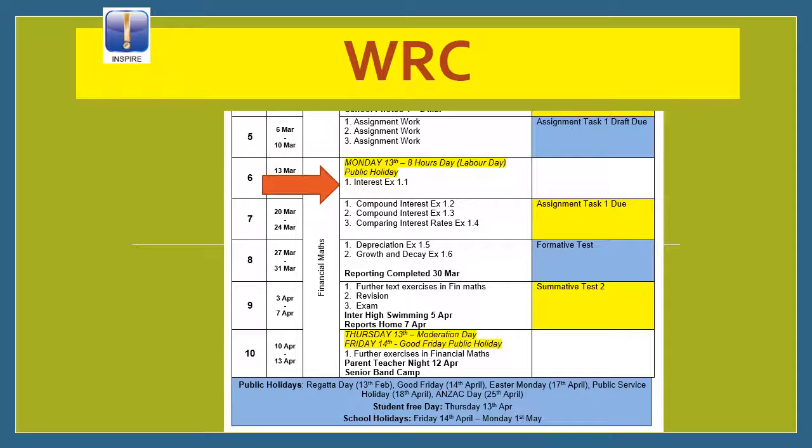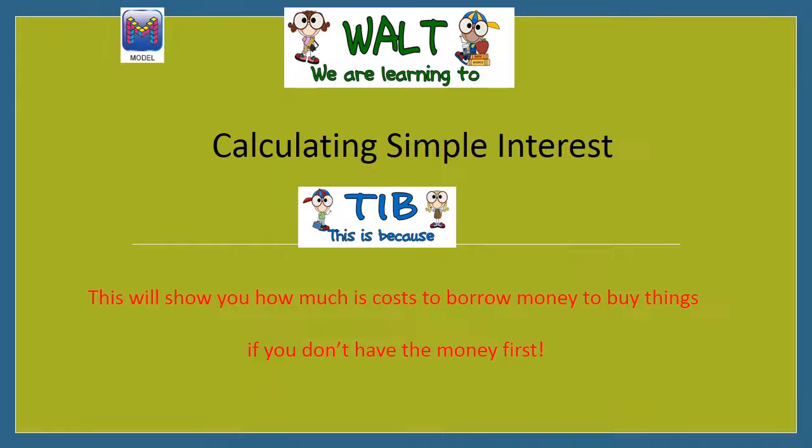Alright, so today we're talking about simple interest, where that red arrow is, exercise 1.1 in the Pearson textbook, Grade 10. So we're going to calculate simple interest. Why? Because it shows you how much it'll cost you to borrow money to buy things if you don't have the money first. The opposite of that is if you put money into a term deposit, it's how you work out how much interest you can get paid from that, how much you can earn out of it.